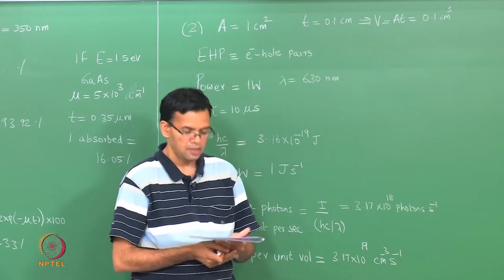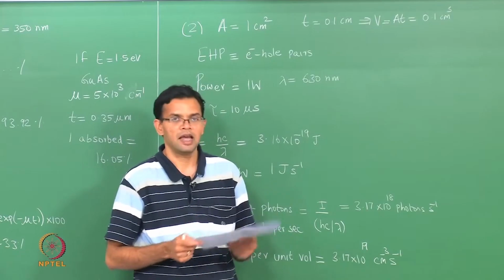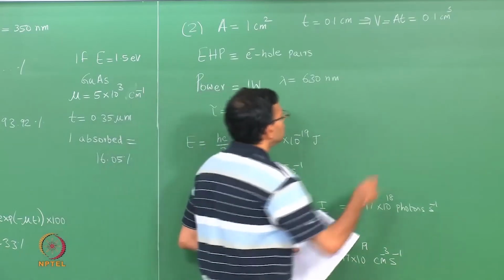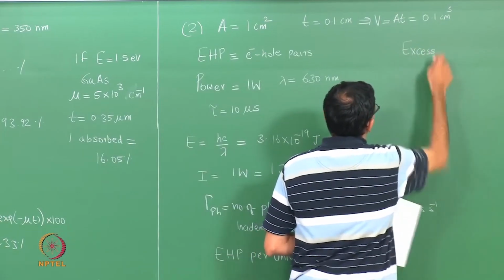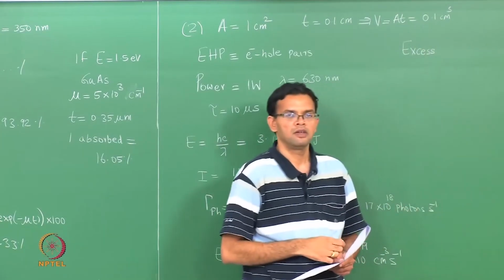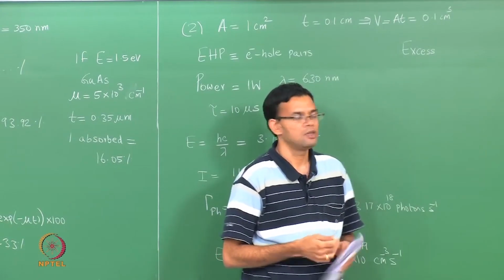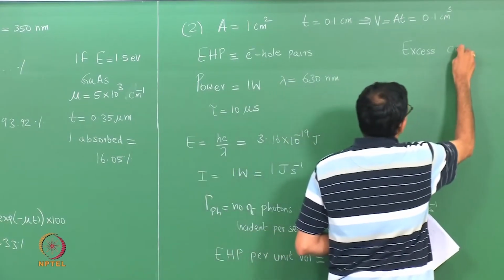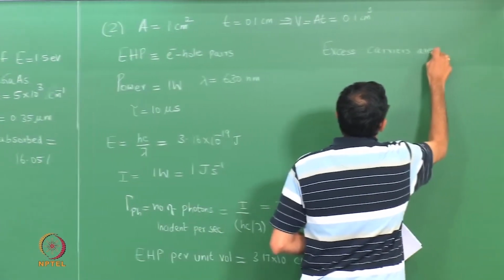So, in the next part we are asked to calculate the steady state excess carrier concentration. So, we do not know if this material is a p type or an n type semiconductor. So, just for simplicity I will take it to be an n type, so that the excess carriers are holes.